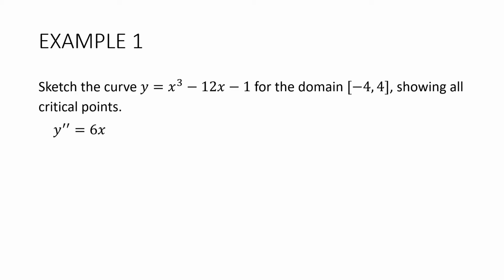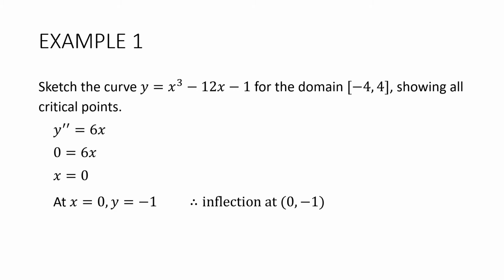The next thing we want to do is find any inflections. So we take our second derivative and we put it equal to 0 and solve. x is equal to 0. We need the y coordinate as well, so we're going to substitute this into here. We already did this actually because it is the y-intercept. And at x equals 0, y is equal to negative 1. So there's an inflection at 0, negative 1.